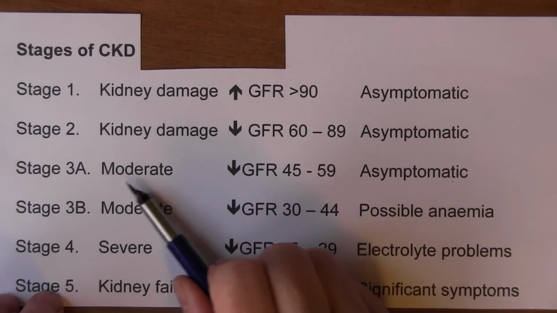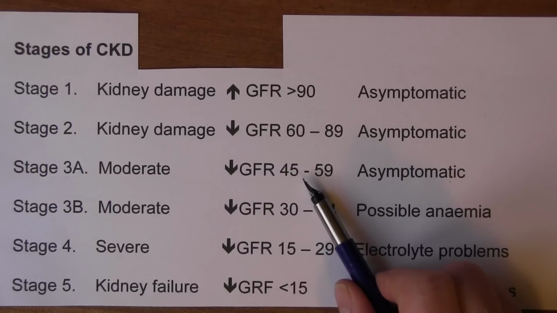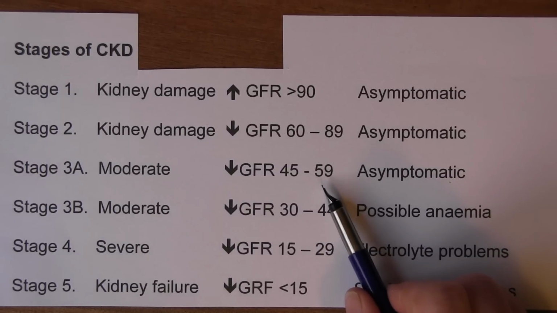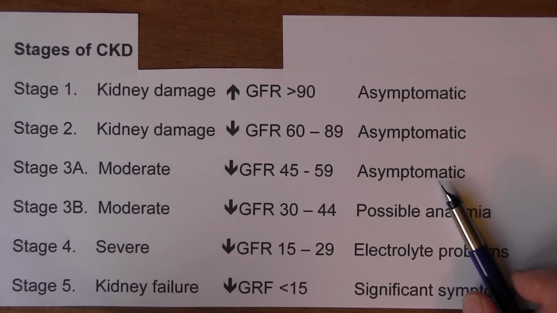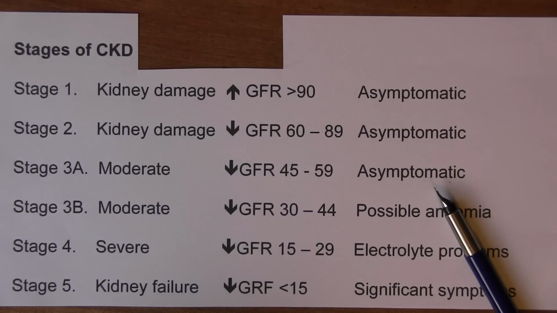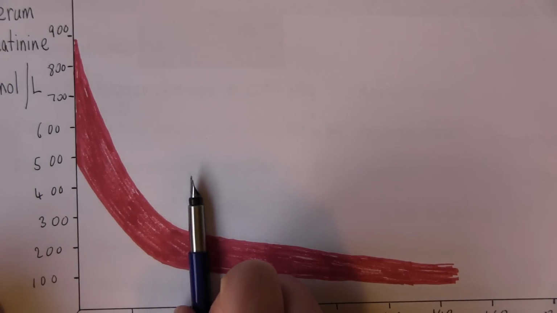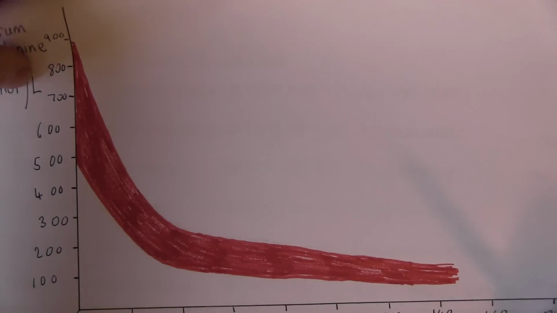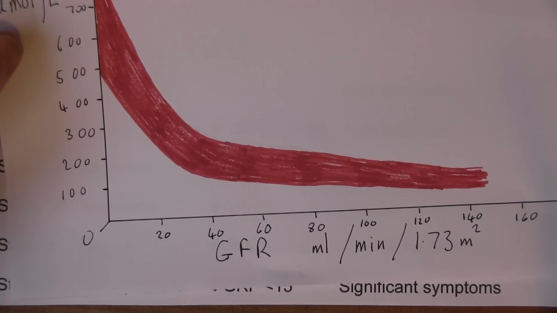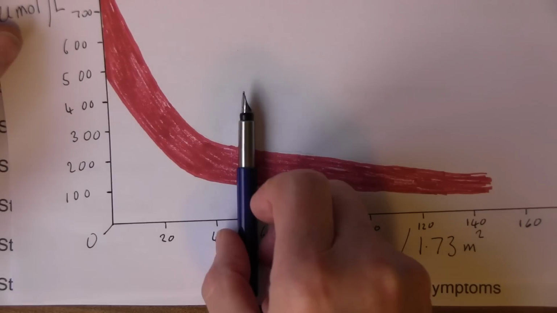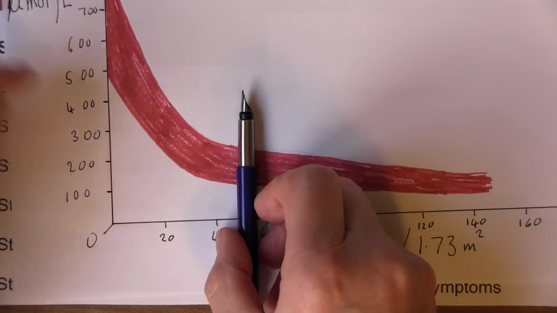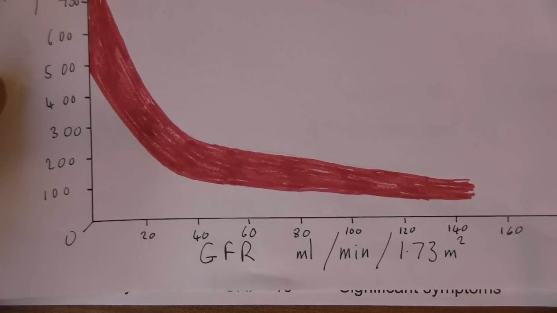Stage 3A, there's moderate kidney damage. GFR can go down to 45 to 59, but the patient's usually asymptomatic. And we did explain that before. So with glomerular filtration rates of say 40, even then the creatinine is not raised significantly, as we saw on this graph. So if the GFR was 50, say, then the serum creatinine would not be significantly raised, which is good.